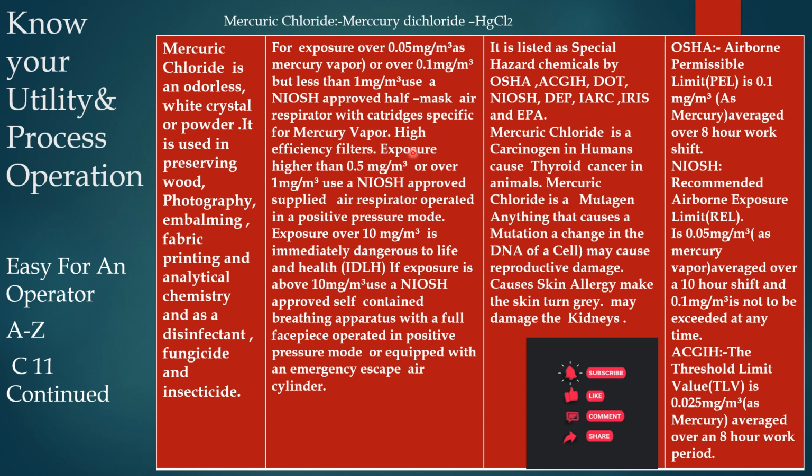for mercury vapor, with high efficiency filters. For exposure higher than 0.5 milligram per meter cube or over 1 milligram per meter cube, you have to use a NIOSH approved supplied air respirator operated in a positive pressure mode.